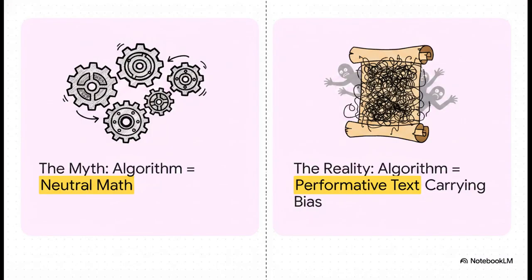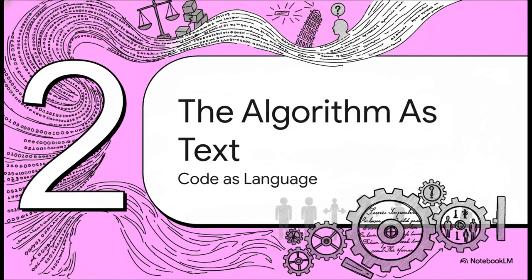Okay, let's really dive into this. The author is basically demanding a massive paradigm shift in how we think about computing. Now, the myth tells us that an algorithm is just neutral math, objective code, just doing logical operations. But the reality, according to the paper, is entirely different. Araújo argues that an algorithm is actually a performative text, meaning it carries the historical bias of the society that created it. It doesn't just calculate numbers, it actually acts out historical prejudices. And that naturally leads us right into our second concept for today, the algorithm as text.